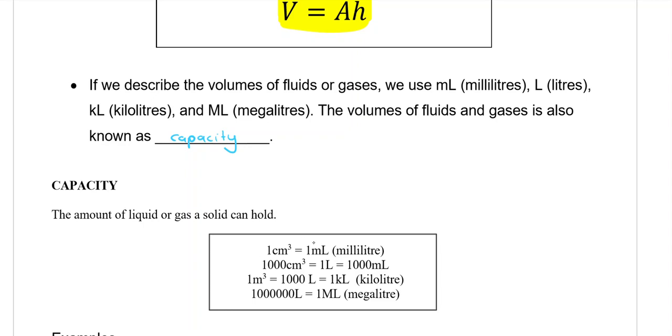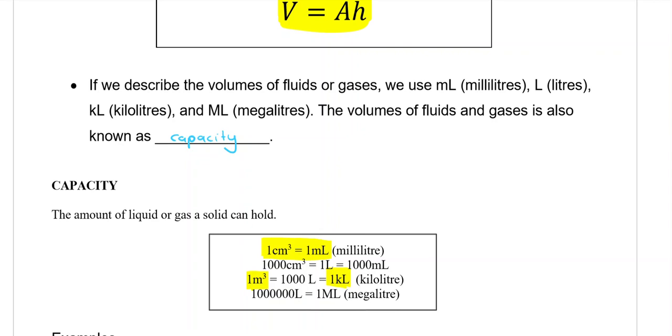Now in the table here, this little box, there are some useful conversions. We know that 1 centimetre cubed is the same as a milliliter. 1,000 centimetre cubed is the same as a litre, and 1 metre cubed is the same as a kiloliter, or 1,000 litres. And 1,000,000 litres is a megaliter.